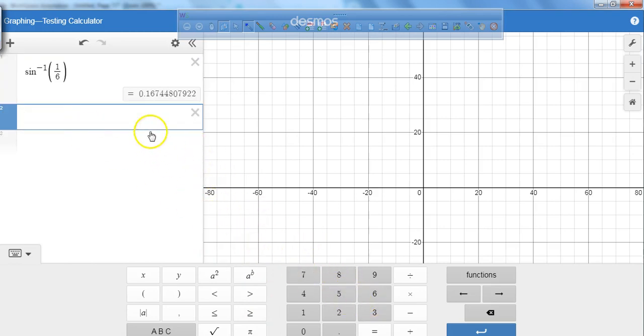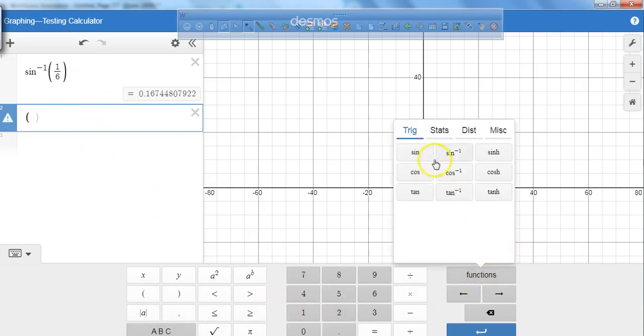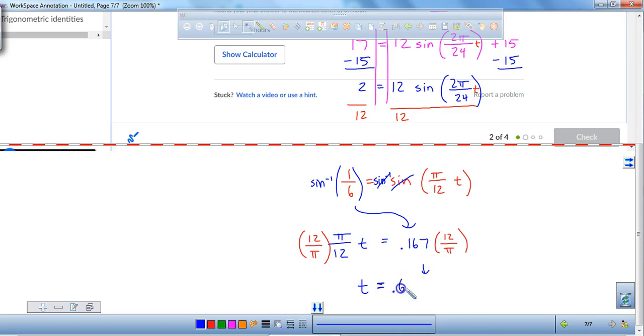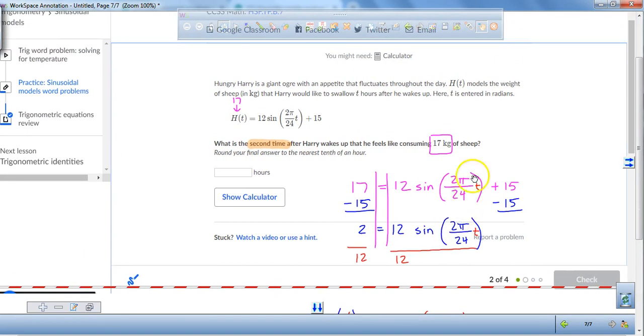I'll also go up here, take this whole thing, the inverse of sine of 1 divided by 6, and multiply that by 12 over pi. Ooh, 0.6396. So that's the time it's going to take for the ogre to want to consume 17 kilograms of sheep. But we've got to figure out the second time.